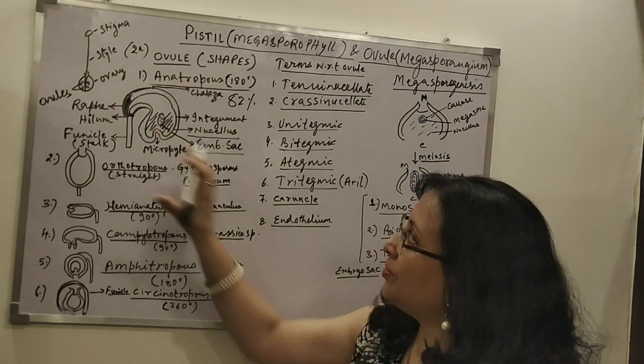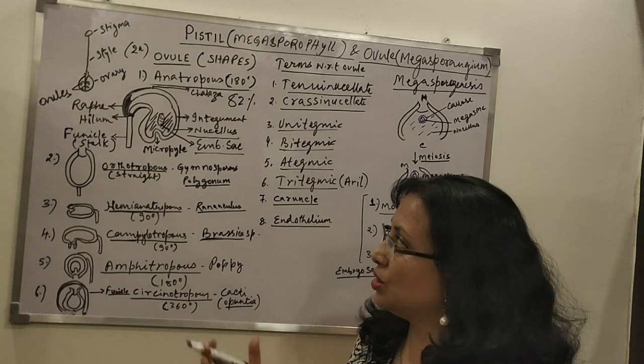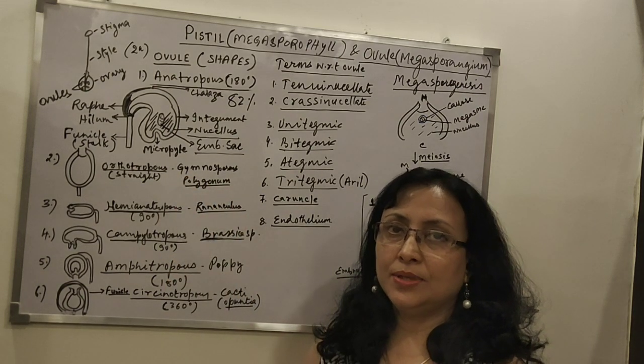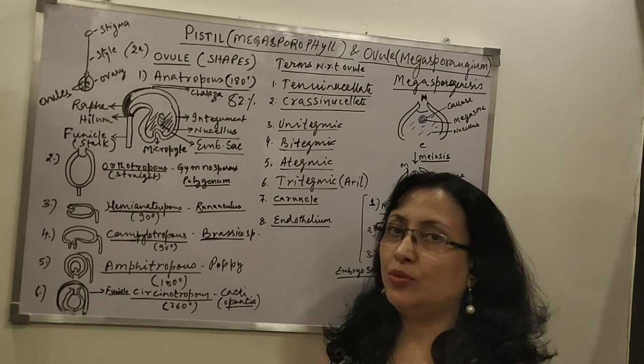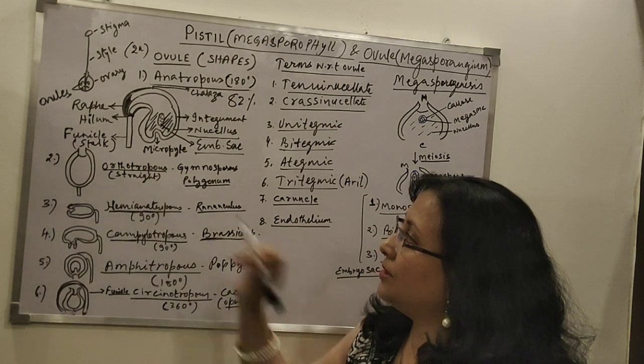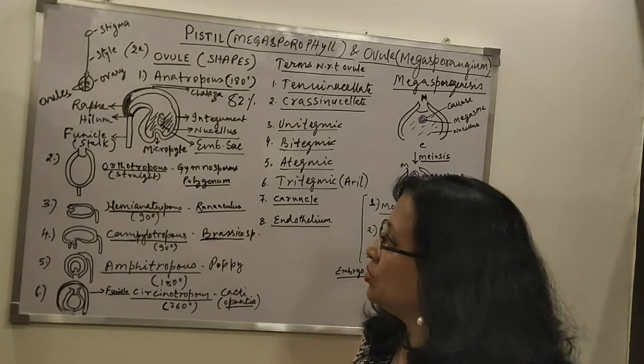Now, this shape of the ovule, the 180-degree curved anatropous ovule, is the most common. What are the other possible shapes? Though these are not mentioned in NCERT, we can have a quick look at what other shapes are possible. The second I am writing here is orthotropous. The second is the orthotropous ovule.